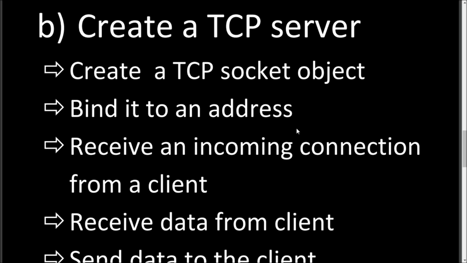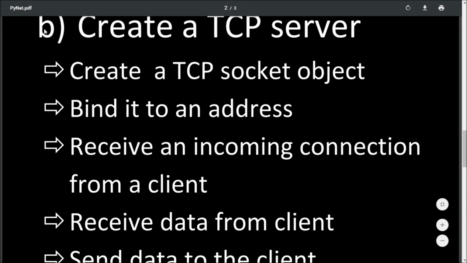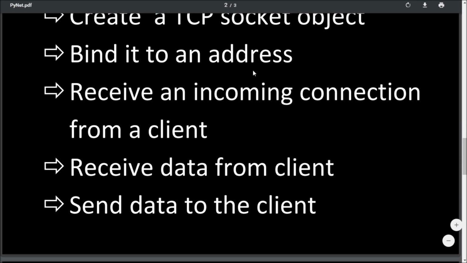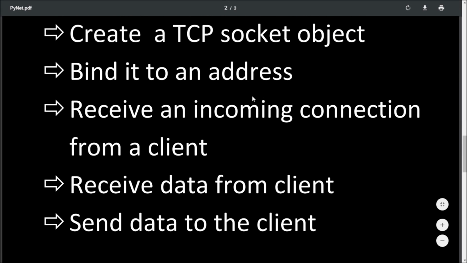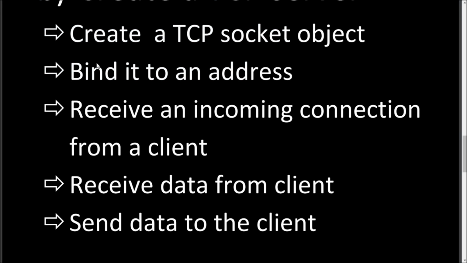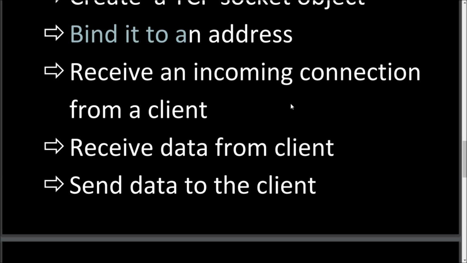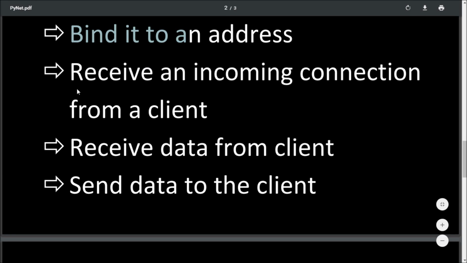So we're now going to get started with section B, where we'll create a TCP server and use our client to communicate with it. This section will have 5 basic steps, and we'll start with creating a TCP socket object and then binding it to an address. The address will have an IP address and a port. So this will be the address on which our server will work and will be used when we want to connect a client to it. And then we'll start listening on our server and we'll be able to receive an incoming connection from a client.